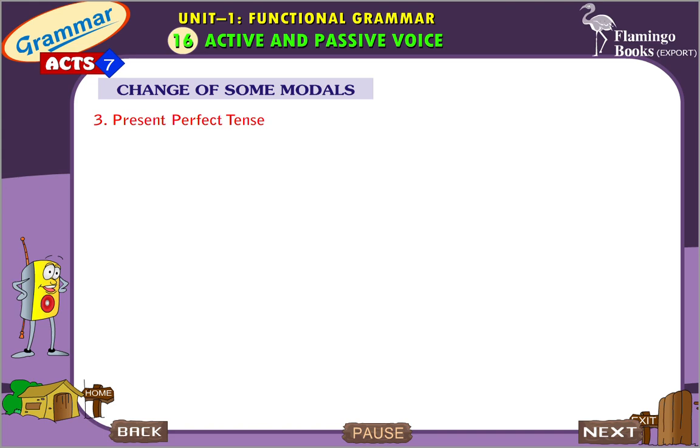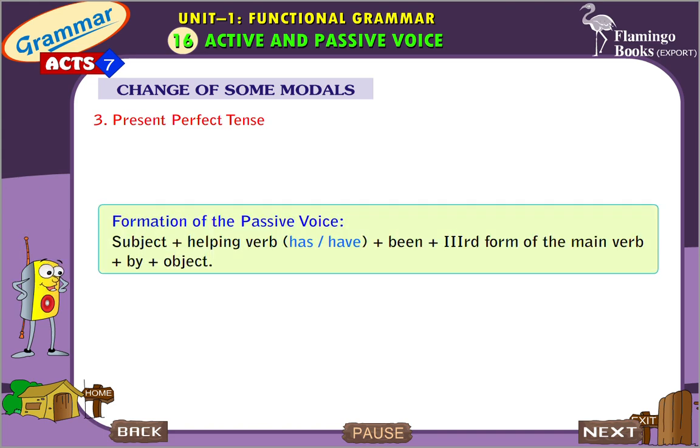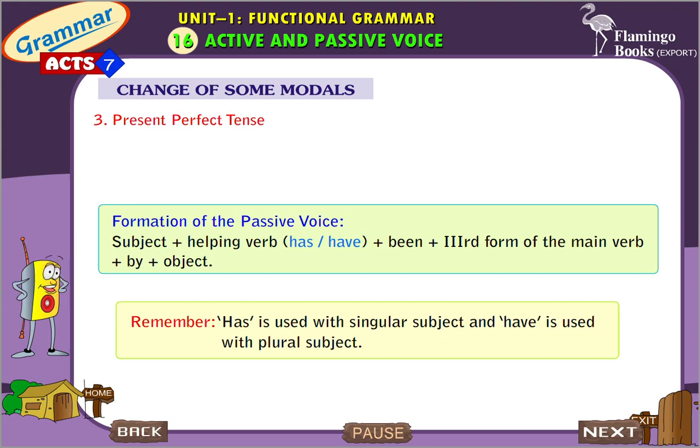Present perfect tense. Formation of passive voice. Subject plus helping verb has, have plus been plus third form of the main verb plus by plus object. Remember, has is used with singular subject and have is used with plural subject.